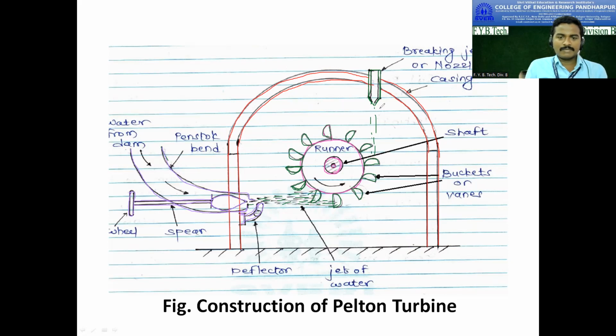That energy is nothing but mechanical energy, and that mechanical energy is converted into electrical energy by using a generator, कारण त्याचा जो शाफ्ट आहे जनरेटरचा हा टर्बाइनच्या शाफ्टला जोडलेला असतो. सो ऑब्टेन द इलेक्ट्रिकल एनर्जी. ओके, सो दिस इज द वर्किंग ऑफ ए पेल्टन टर्बाइन.